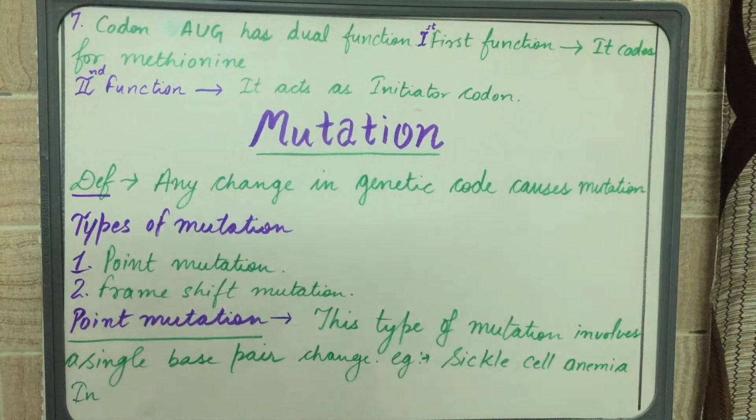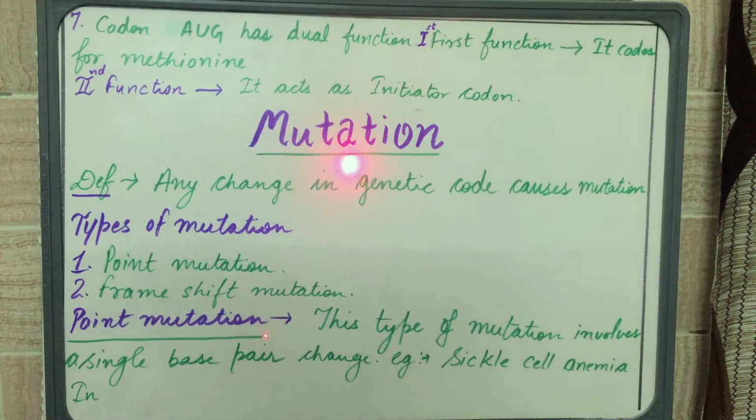The seventh property of codon is that codon AUG has dual function. Dual means it has two functions. The first function is that it codes for methionine, and the second function is that it acts as an initiator codon, since it is required to start the process of translation.